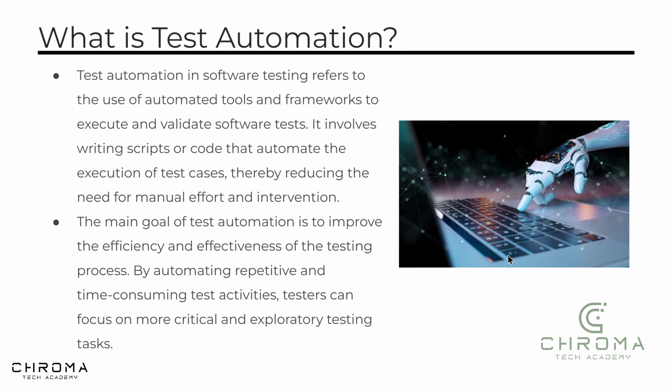Test automation in software testing refers to the use of automated tools and frameworks to execute and validate software tests. It involves writing scripts or code that automate the execution of test cases, thereby reducing the need for manual effort and intervention. The main goal of test automation is to improve the efficiency and effectiveness of the testing process. By automating repetitive and time-consuming test activities, testers can focus on more critical and exploratory testing tasks.